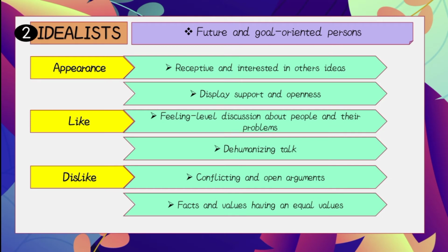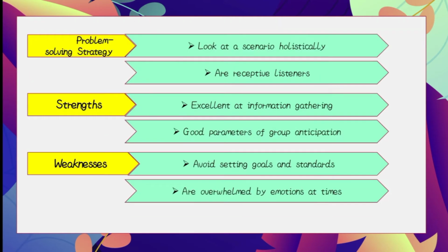Number 2, we have the idealist. They are future and goal-oriented persons. Their appearance: receptive and interested in others' ideas. They display support and openness. They like feeling-level discussion about people and their problems. They also like dehumanizing talk. They hate conflict and open arguments, and facts and values having unequal value.